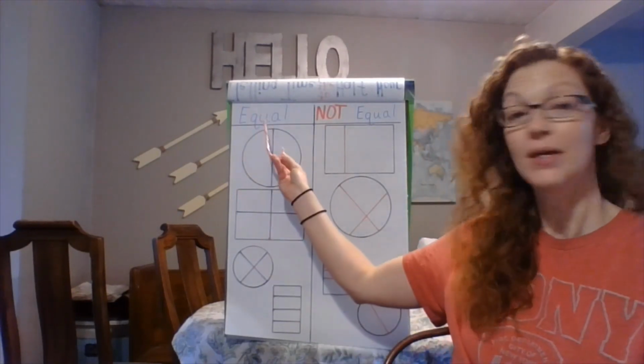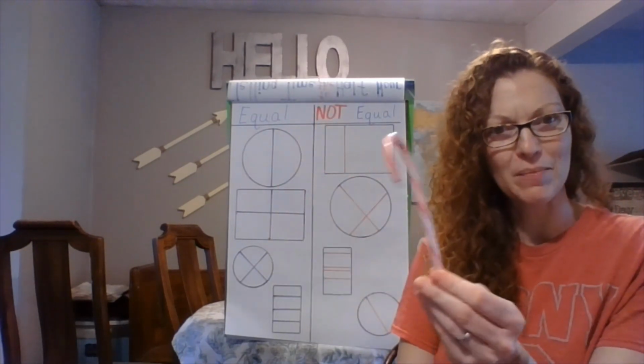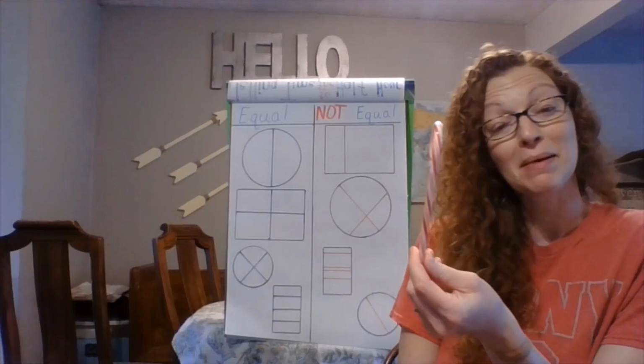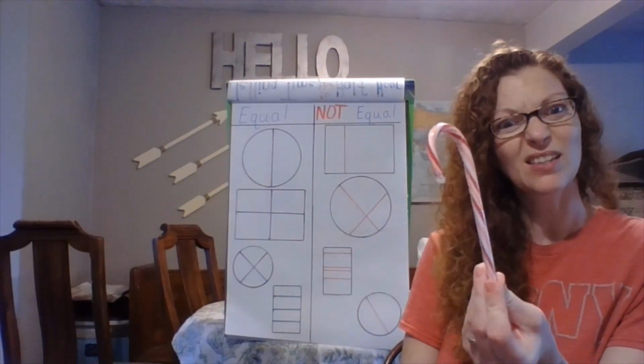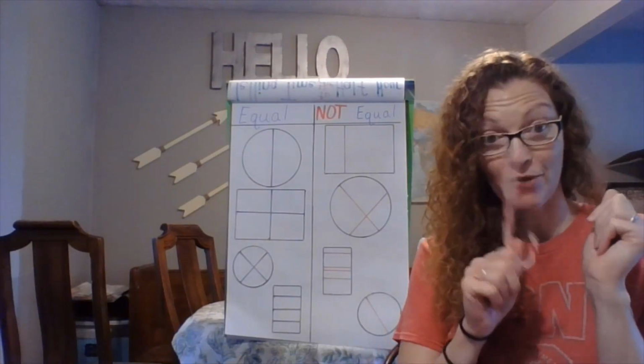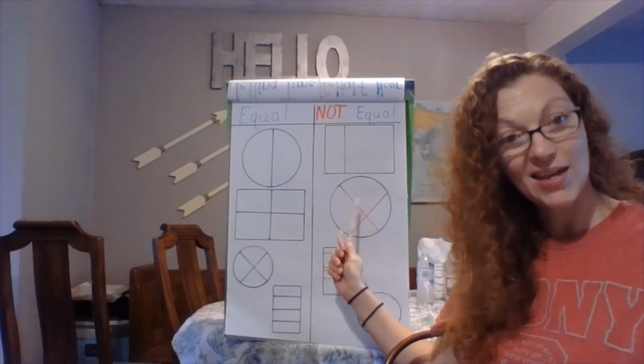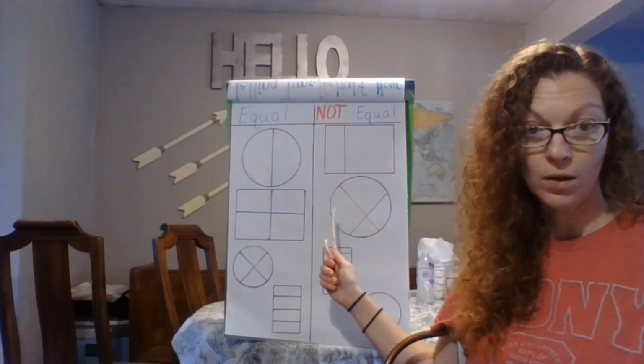Yesterday we talked about equal and not equal. And yes, this is a candy cane for my pointer today. I didn't bring my pointer home, so this is a leftover candy cane from Christmas. They're still yummy though. All right, so fractions day 2. We learned about equal and not equal parts of a whole.